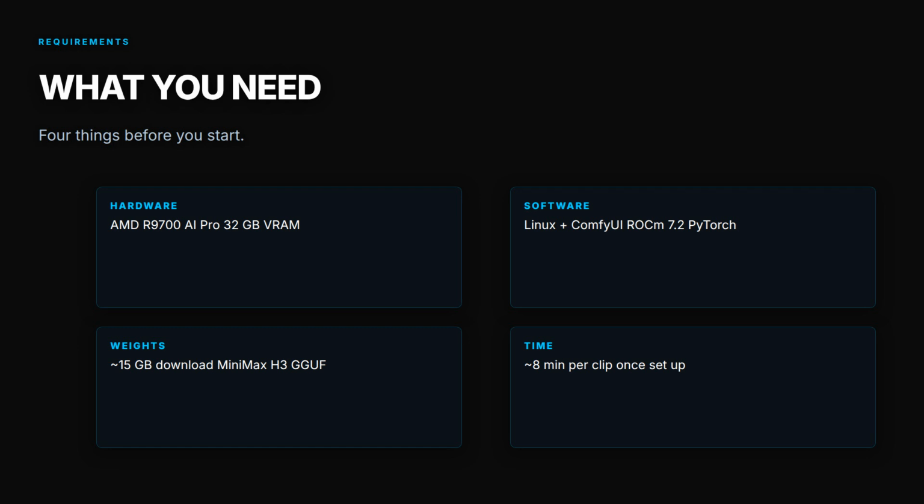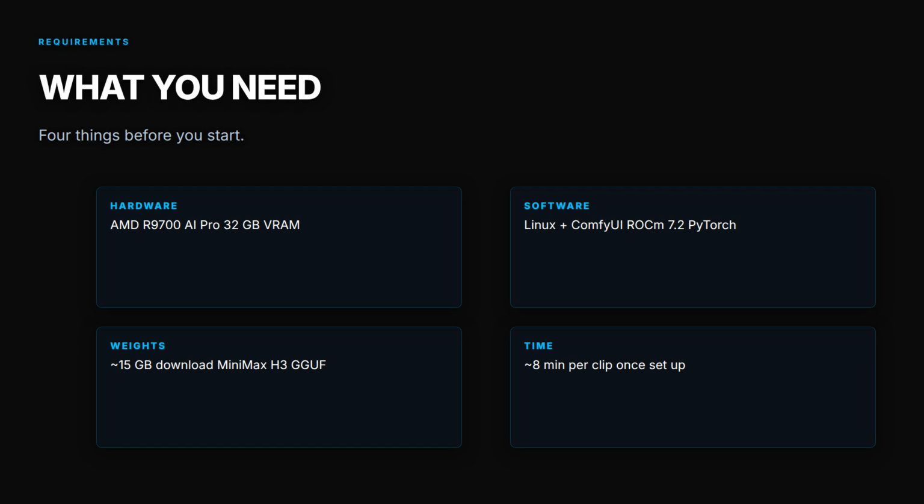Third, the model weights. MiniMax H3 is open weights. We download them from Hugging Face. For the working path I use, the GGUF version of the model, you need about 11 gigabytes for the main model and a few more for the text encoder and the video and audio decoders. Finally, time. One 5-second clip takes about 8 minutes to generate once everything is set up. That is slower than cloud credits, but you are not paying per clip.